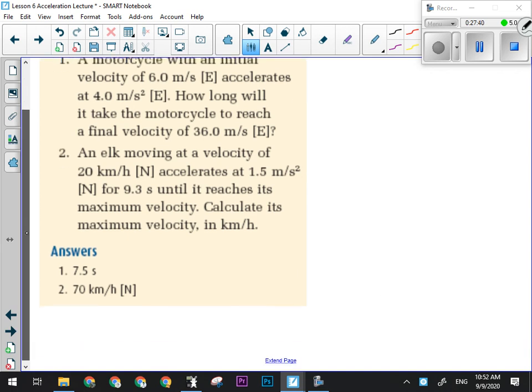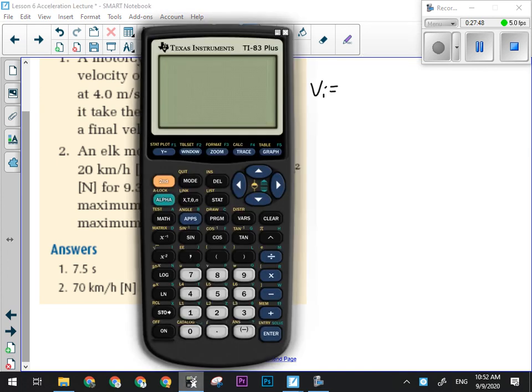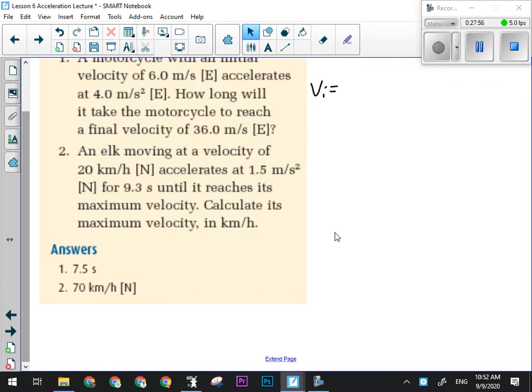Okay, so for number 2, we have an elk moving at 20 kilometers per hour north. So that's my vi, at least it sounds like it. But the first thing I need to do is convert that to meters per second. So 20 divided by 3.6, it's giving me 5.5 repeating. I need to keep all those decimals when I do this. Meters per second north. And it accelerates at 1.5 meters per second squared north.